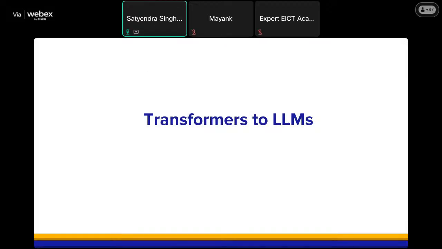How transformers have enabled large language models to come into the picture, we'll see in the next session, where we are going to talk about LLMs, RAG-based systems and agentic AI-based systems. We'll talk about those models in the next session. So that ends this session.